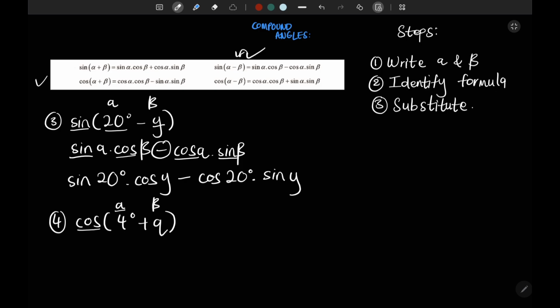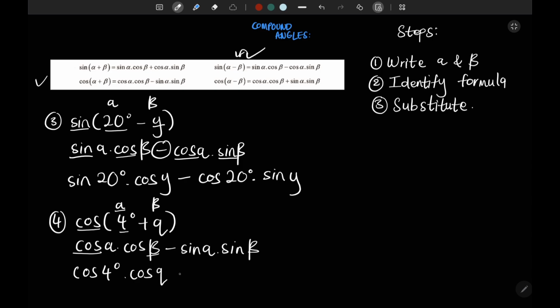Now let's substitute. Let's substitute cos alpha. What is your alpha? 4 degrees. Times cos beta. What is your beta? Q. Minus this minus sine alpha. What is your alpha? 4 degrees. Times sine beta. What is your beta? Q. And that is how we solve compound angles in grade 12. But as you guys know, things are never straightforward in math. So let's do a part 2 of tricky questions in compound angles.